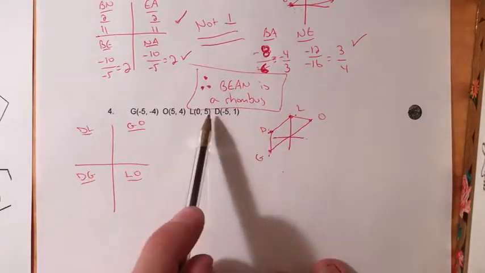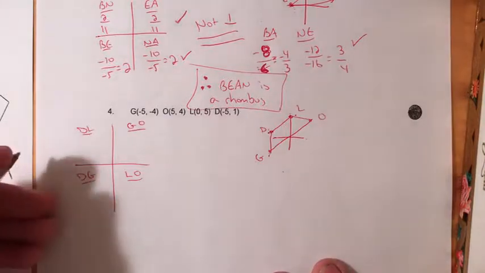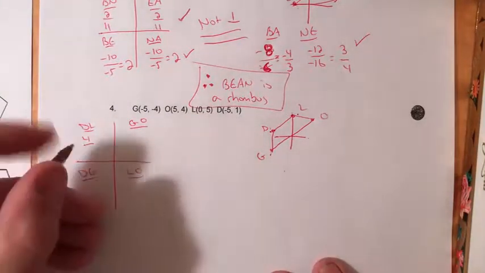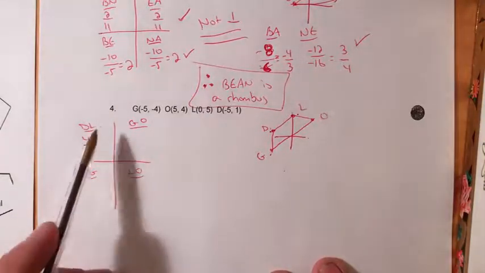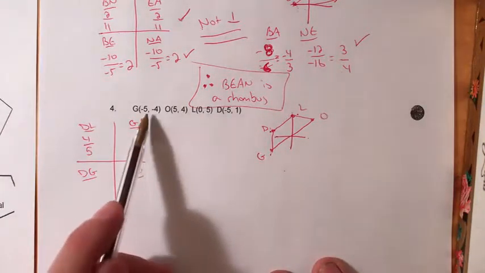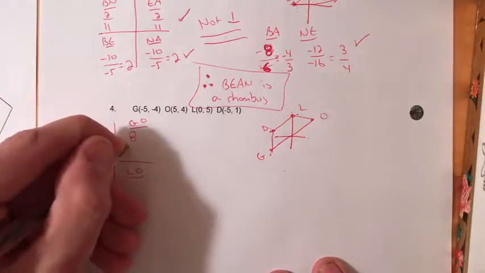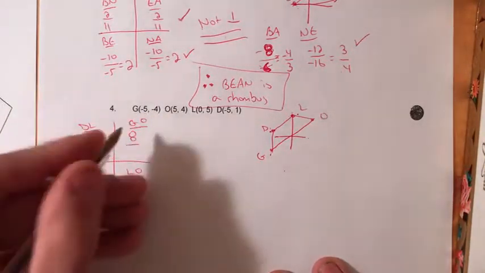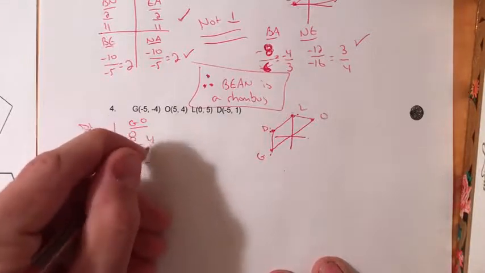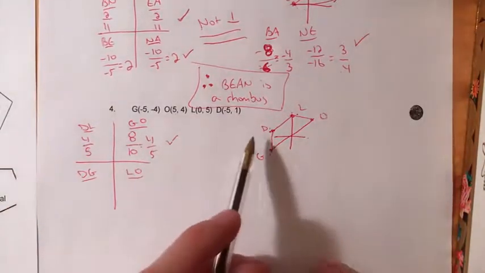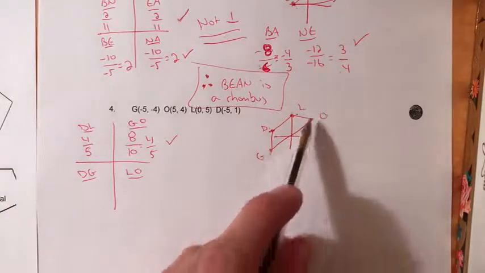So for DL, 5 minus 1 is 4, and 0 minus negative 5 is 5. So the slope of DL is 4/5. GO, 4 minus a negative 4 is 8, and 5 minus negative 5 is 10. Reduce that down to 4 over 5. So this one worked out. We have one set.